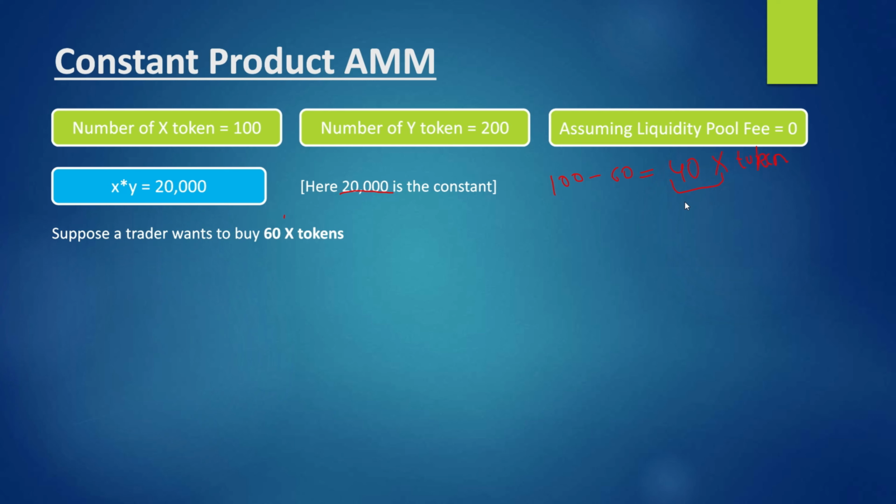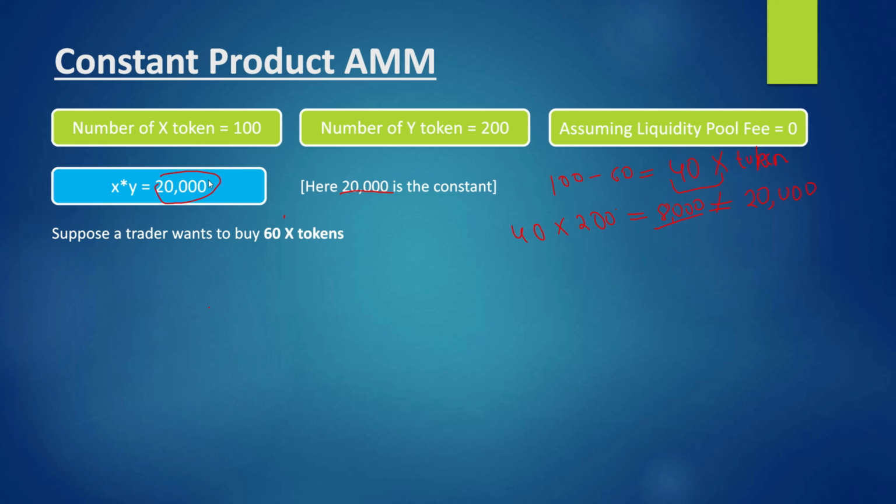Now, once it becomes 40 and we multiply this 40 with the 200 Y tokens, you will see that the constant number has decreased. Now the value that we have is around 8,000, and 8,000 is not equal to 20,000. This is true because the trader is taking 60 X tokens from the liquidity pool, but when he does that, the constant is getting changed, and we do not want the constant to change, because this is what constant product AMM is all about. We need to make sure that this number always remains constant. So how will this trader make sure that the constant does not get disturbed?